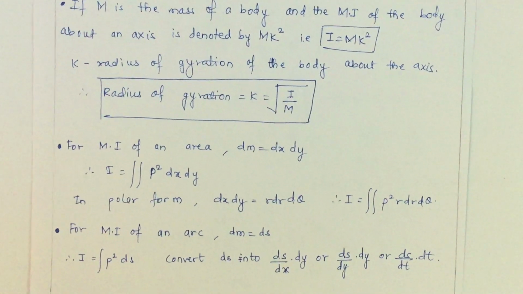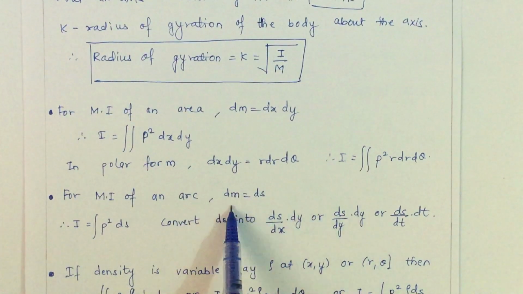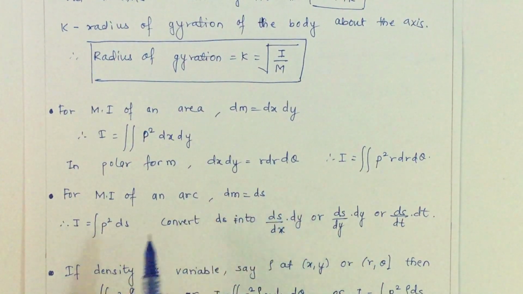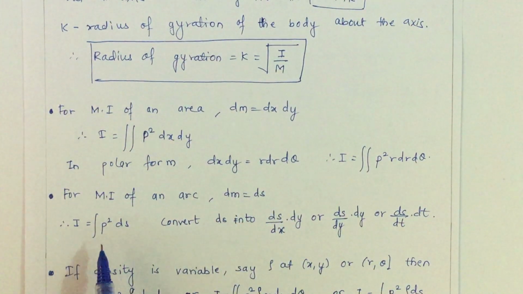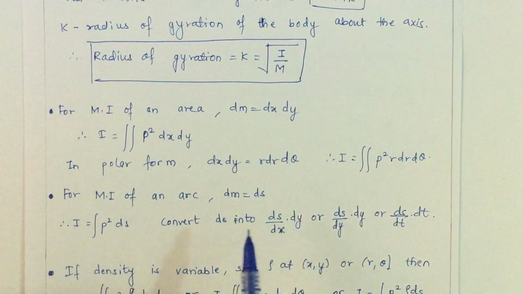Suppose you are asked to find the moment of inertia of an arc. For an arc, dm will be replaced by ds, so the formula is moment of inertia equals integral p square ds. Again, ds will be based on what type of curve you have, whether you have a y equal to f of x curve, an x equal to f of y curve, or a parametric curve. Accordingly, in the video on rectification of curves, you will find the formula to evaluate ds.